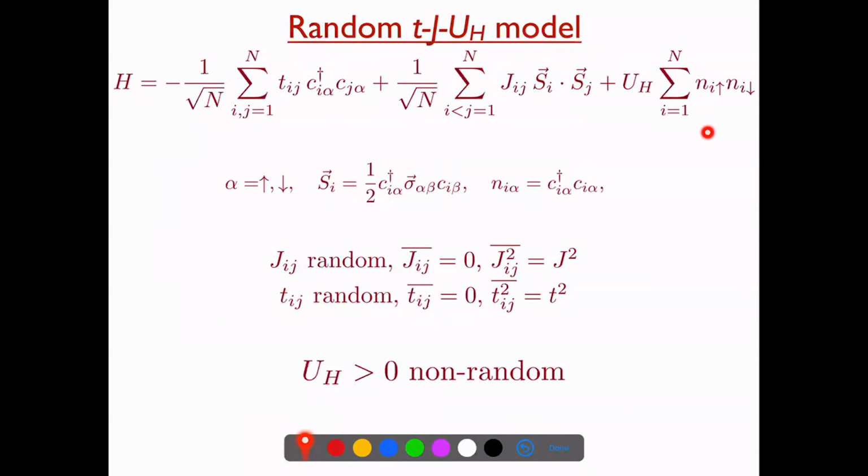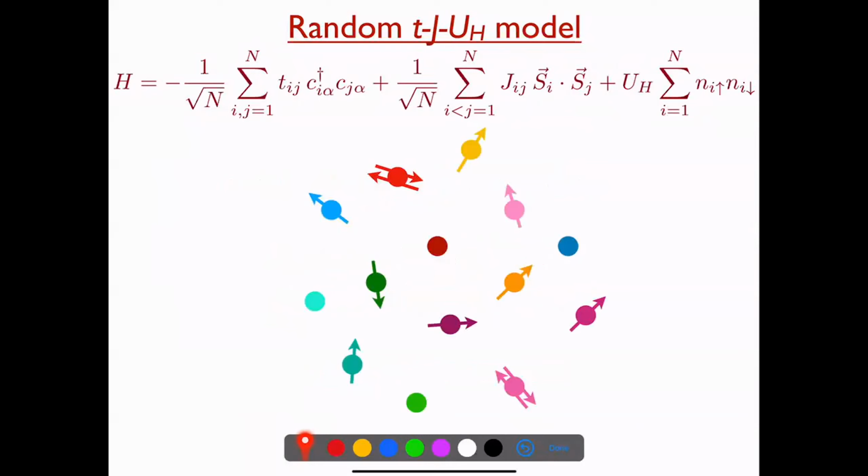It's a t-J-Hubbard model. You have some electrons on N sites with some hopping t and some exchange J, and a local Hubbard repulsion U_H. The key thing about it is that these t_ij and J_ij are random numbers. So here's a picture of it. There are N sites. Some sites are empty. Some sites have one electron with spin pointing in some direction. Some sites have two electrons.